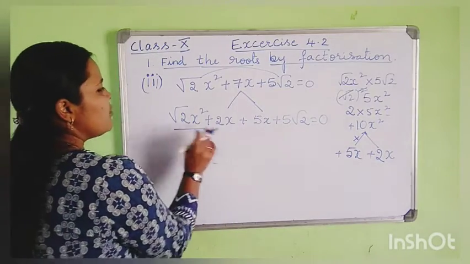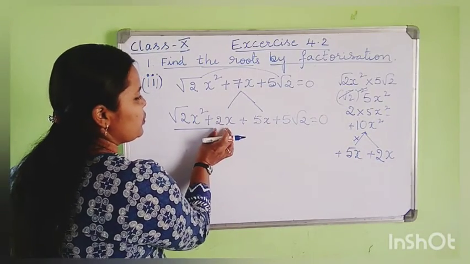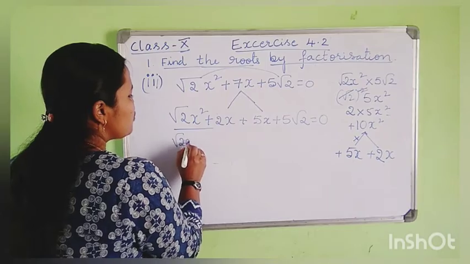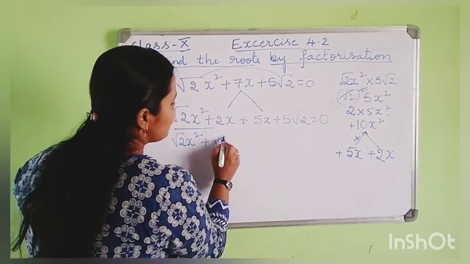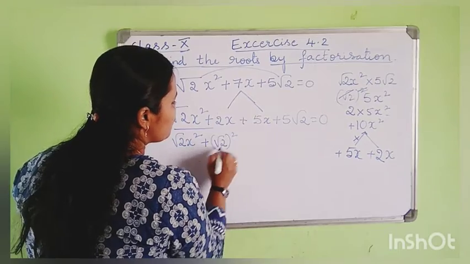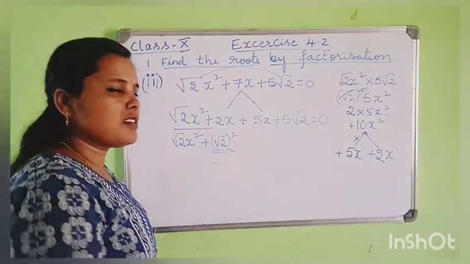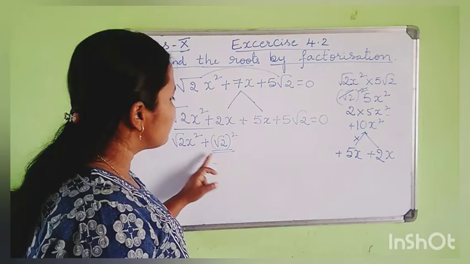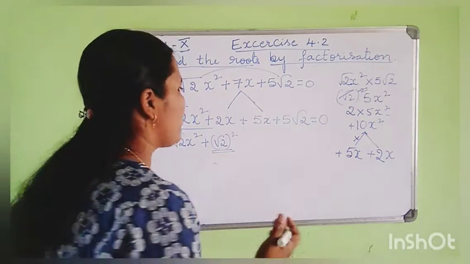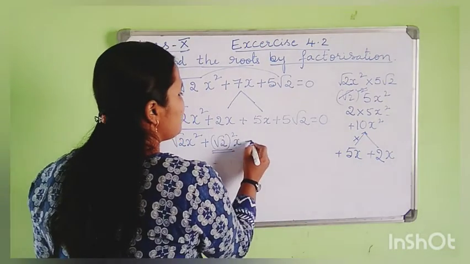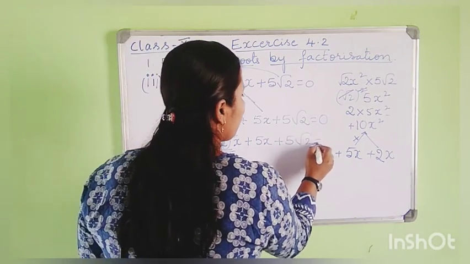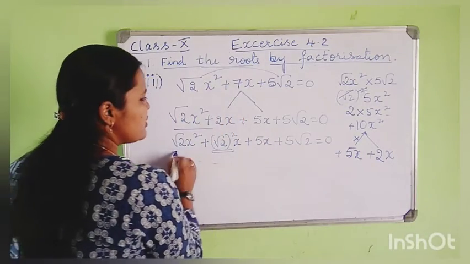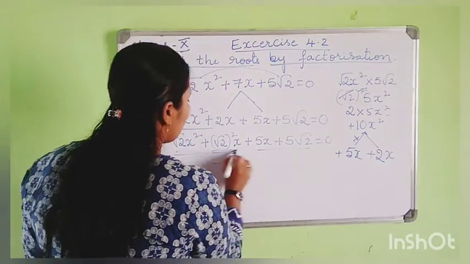So now I will explain one step here. You remember, you replace root 2x square as it is. This 2 can be taken as root 2 whole square. This is a very important part of this. 2 can be taken as root 2 whole square. So, root 2 x square plus 5x plus 5 root 2. Now you can group two of this and two of this and take out common among this.